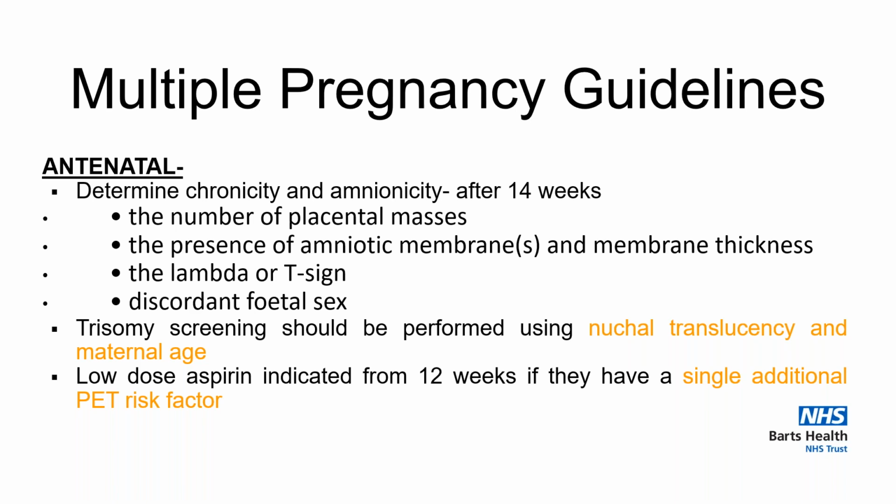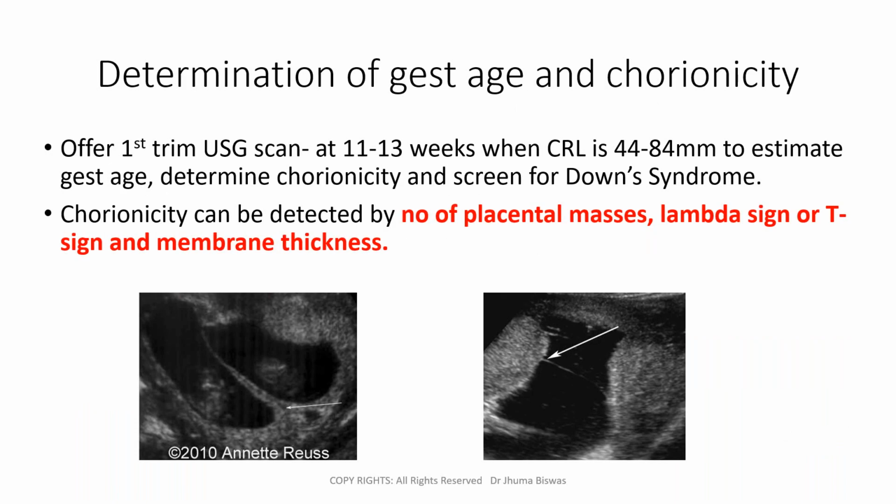Multiple pregnancy is a risk factor for preeclampsia. So if along with the multiple pregnancy you see any additional risk factor like age, previous preeclampsia or any family history, in those situations you have to prescribe low dose aspirin from 12 weeks onward. As I mentioned, determination of the gestational age and the chorionicity should be between 11 to 13 weeks, where we can estimate the gestational age, the chorionicity, and we can also offer them Down syndrome screening.